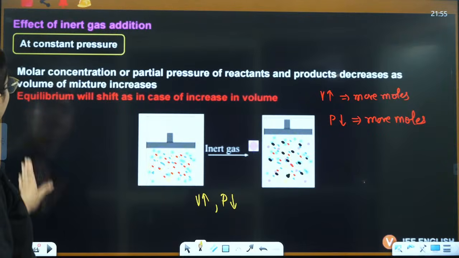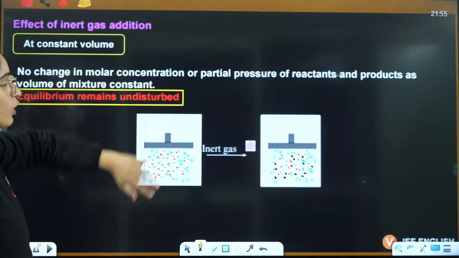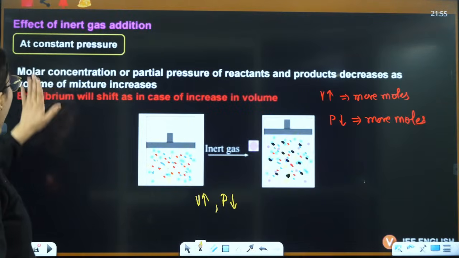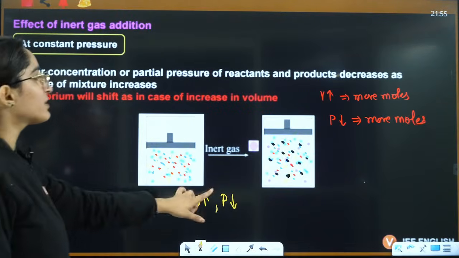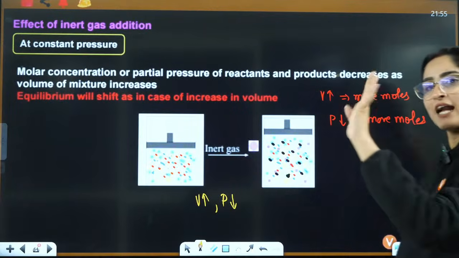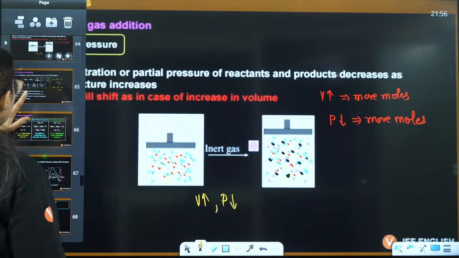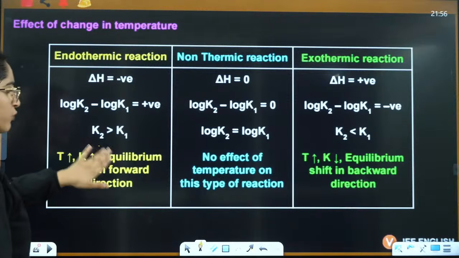If we say at constant volume, there is no change. Just remember this, at constant volume, equilibrium is not disturbed. At constant pressure, it will move in that direction where the number of moles are more. Just remember this much, that will work. Right? Okay?